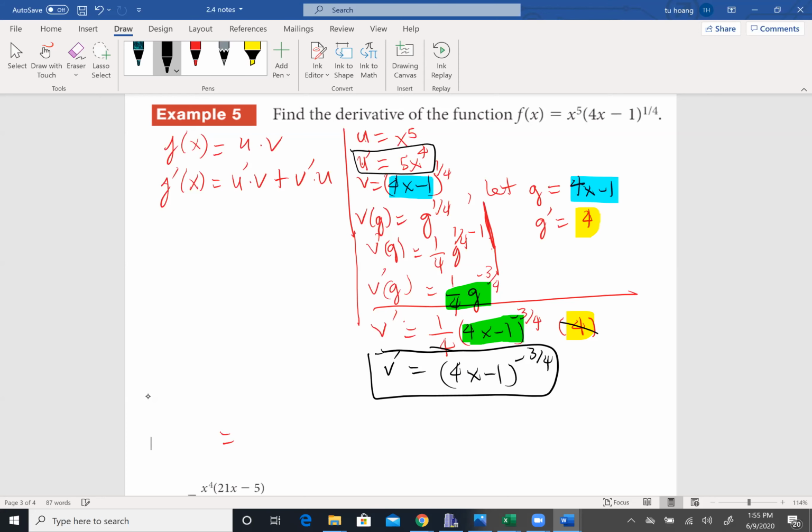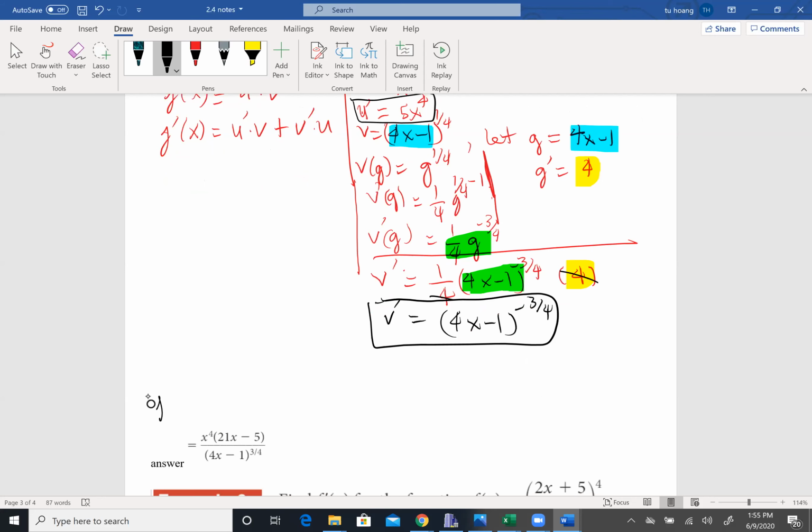Okay, now for f derivative of x, I can substitute: 5x to the 4 multiplied with v. What's the v? V is 4x minus 1 to the power 1/4, plus v prime, which is 4x minus 1 to the power negative 3/4.